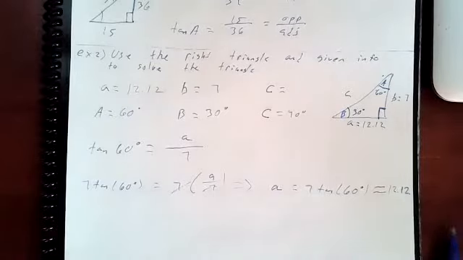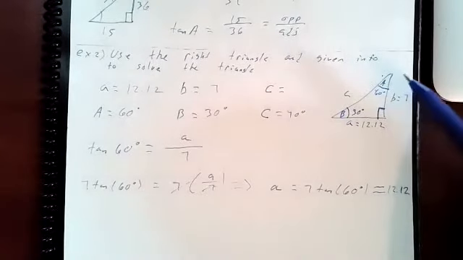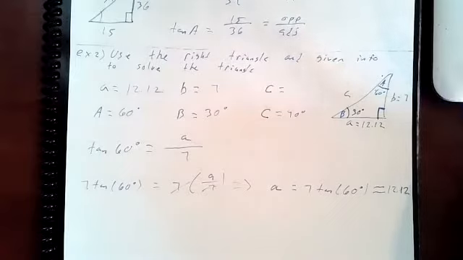Okay. So c is the hypotenuse. We could use cosine. We could use secant. Whatever. It doesn't really matter. I could use sine as well.